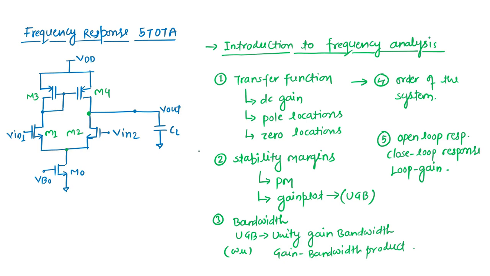Till now we have seen the transfer function, and in general I'll repeat what we have done, and after that we'll continue further. So what is the transfer function? I have written H of s in general. If it is an open loop transfer function, then I will write it as A_OL over 1 plus s by omega p1.